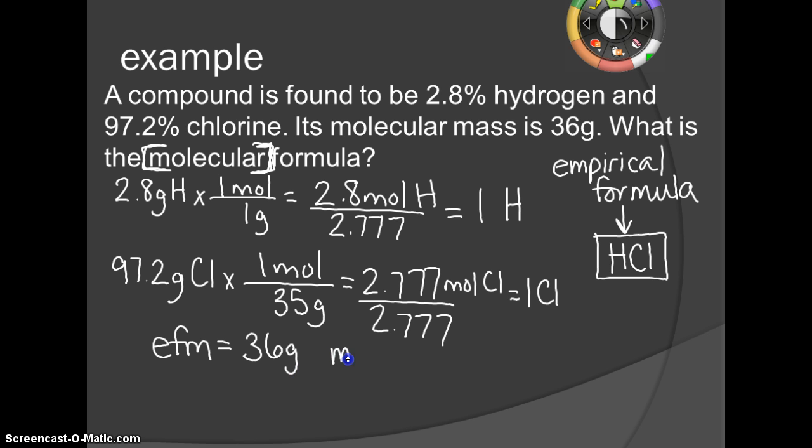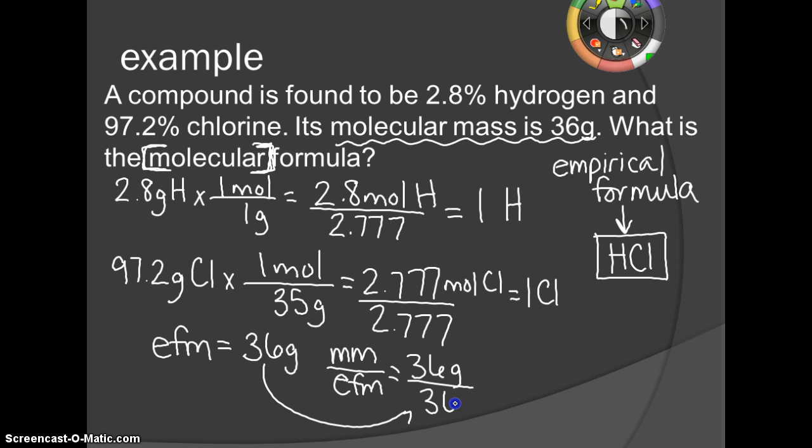You're going to take your molecular mass divided by your empirical formula mass. They tell us our molecular mass up here is 36. And we just found our empirical formula mass to be 36 as well. That means our multiplier is 1. So 1 times each of these subscripts means that our molecular formula is also going to be HCl.